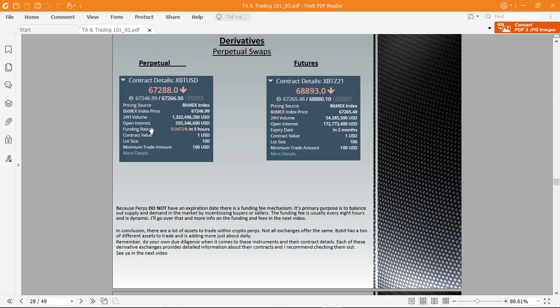The funding rate for perpetuals is usually every 8 hours. It can differ from exchange to exchange. We've got the expiration date on the futures. We don't have that on the perpetual. Remember, perpetual.